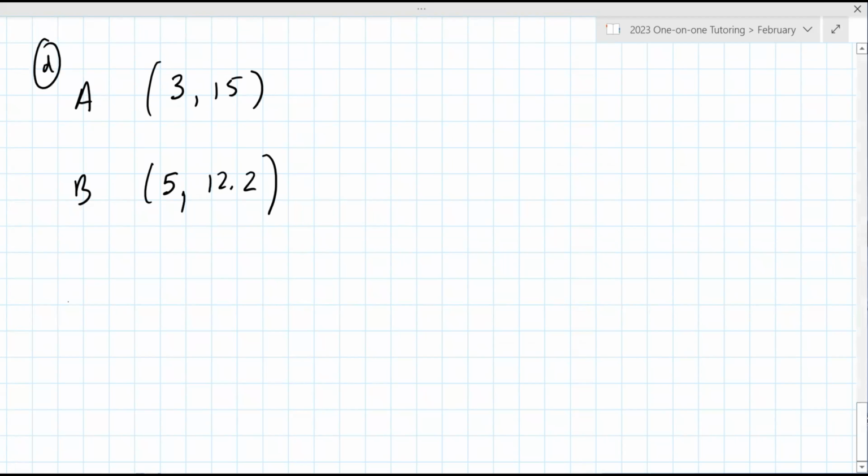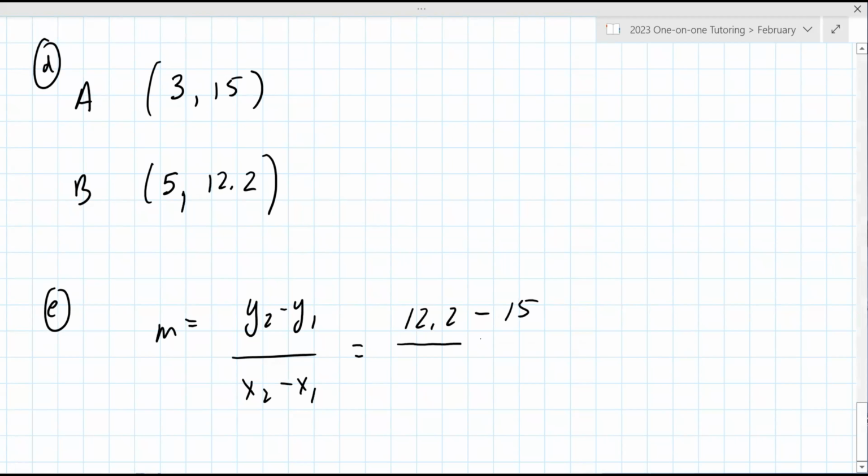To find the slope in part E, we use the slope formula: y2 minus y1 over x2 minus x1. 12.2 minus 15 over 5 minus 3. Wait, I'm sorry, hang on. Let me make sure I gave you the right points there. No, this is 8, sorry, 8, 12.2. I was looking at the wrong year. So this becomes minus 2.8 over 5. Okay, so this becomes minus 0.56. That's about as nice as we can get it for your slope.